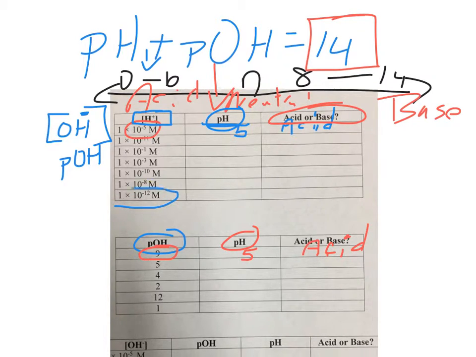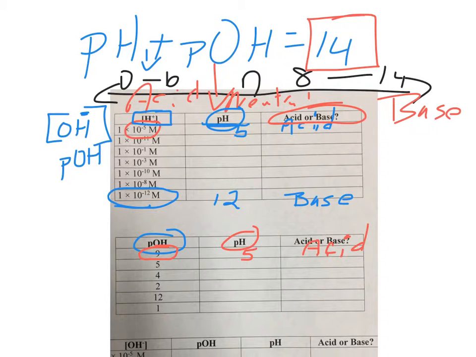Here you have 1 times 10 to the negative 12. So what's my pH? It's just a 12. And so now, is that an acid, base, or neutral? Base. It's a base. Very good. And that's it. What questions do we have so far?